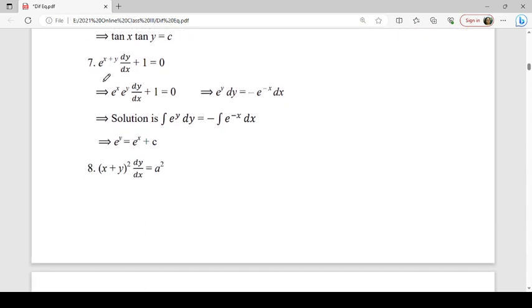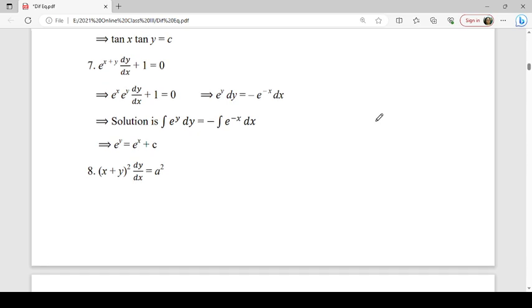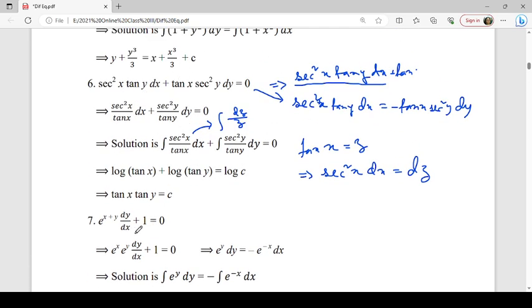Next, this problem we see e to the power x plus y. E to the power x plus y is a product, e to the power x into e to the power y, and then like the previous one, we can write this as e to the power x e to the power y dy plus dx is equal to 0.